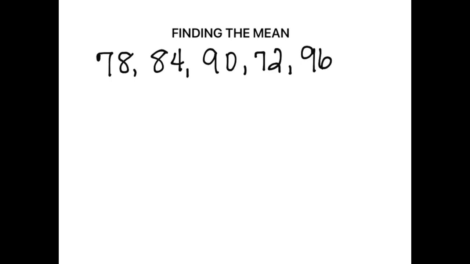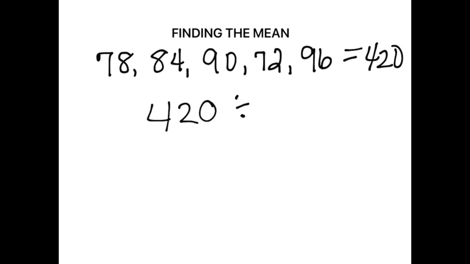Now, let's say, for example, these are your test scores: 78, 84, 90, 72, and 96. Our first step is going to be to add all these up. They're going to equal 420, okay? Our second step is going to be to divide 420 by the number of test scores.